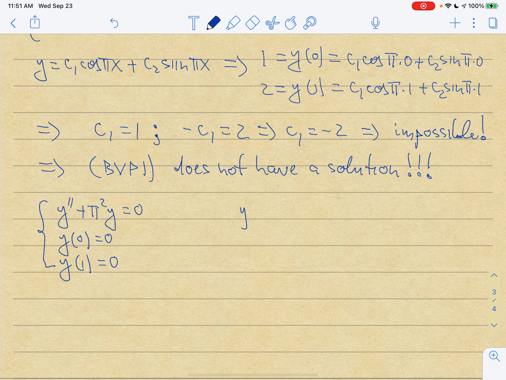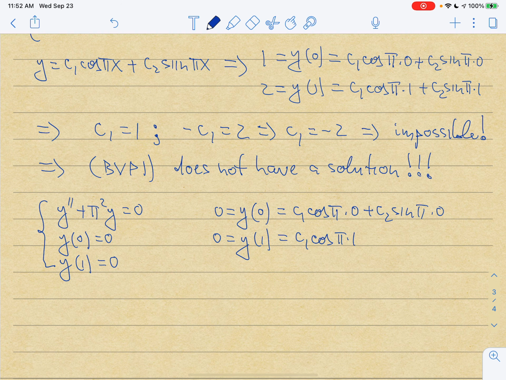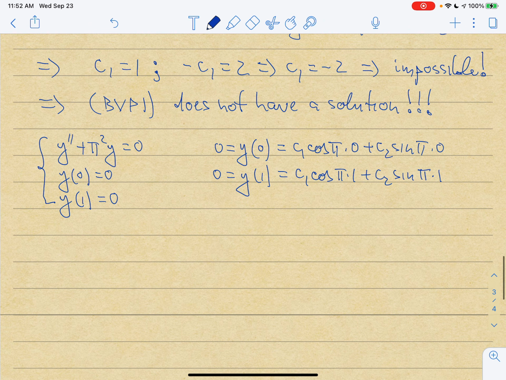y of 0, on one hand, is 0. On the other hand, it is c1 cosine pi times 0 plus c2 sine pi times 0. y of 1, which also is 0, is equal to c1 cosine of pi times 1 plus c2 sine pi times 1. All right, so what are we going to get from those?